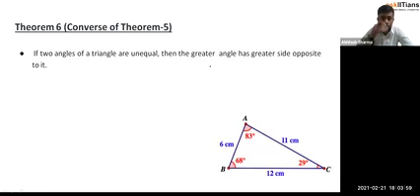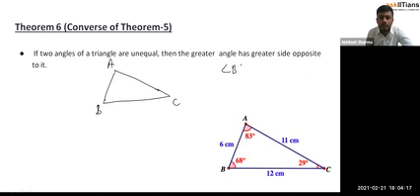Now let us see this theorem, theorem 6. If two angles of a triangle are unequal, the greater angle has greater side opposite to it. The proof is pretty easy. So let us assume here this kind of a triangle ABC, and let us assume that angle B is greater than angle C. If I have assumed that, we want to prove that the greater angle has greater side opposite to it. So AB is greater or AC is greater, that we want to find out.